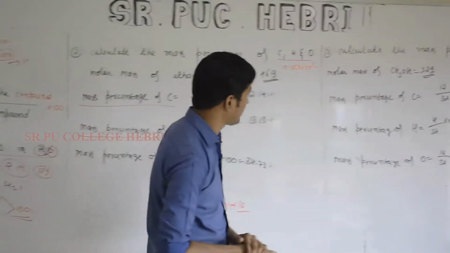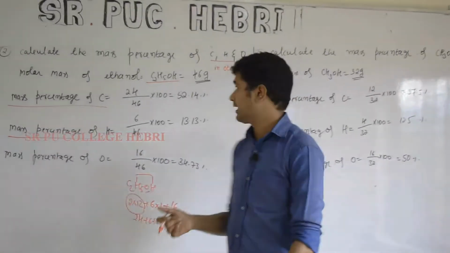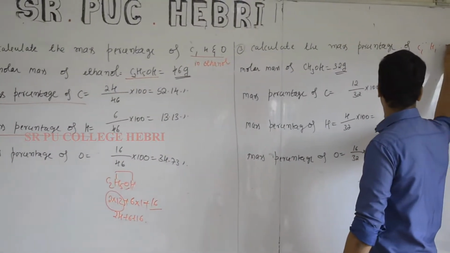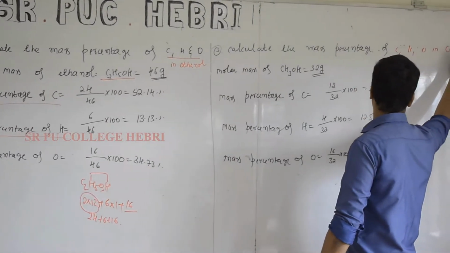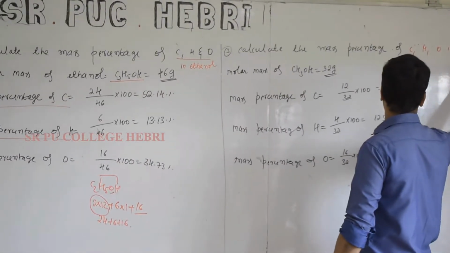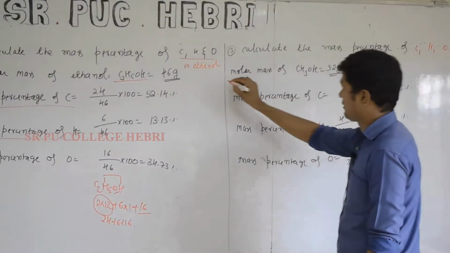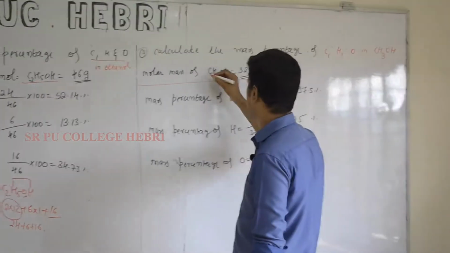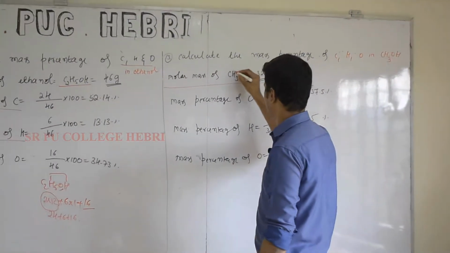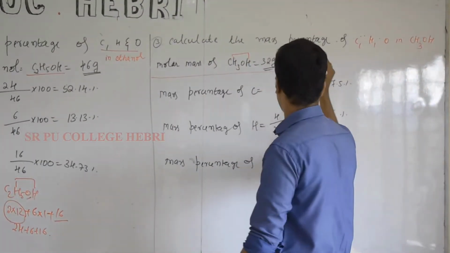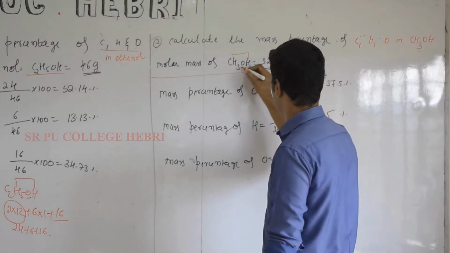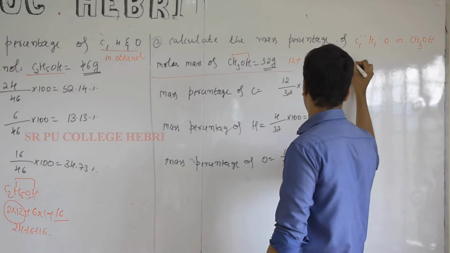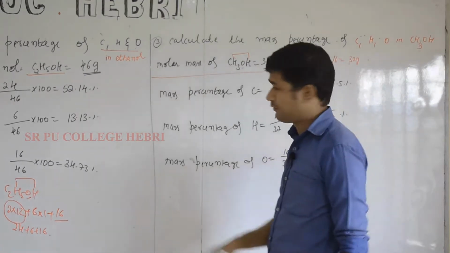Moving on to question number 3: calculate the mass percentage of carbon, hydrogen and oxygen in methanol, CH3OH. First let us find the molar mass of methanol, CH3OH. You can easily find it: 12 plus 4 hydrogen, 4 into 1, plus 1 oxygen, 16. So that is 16 plus 16, 32 gram per mole. Now you write the formula.